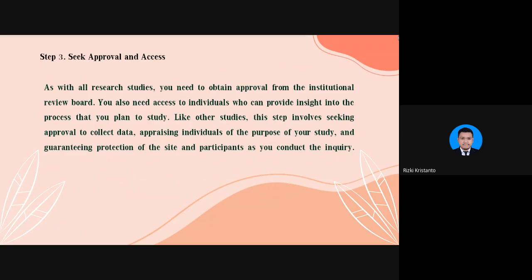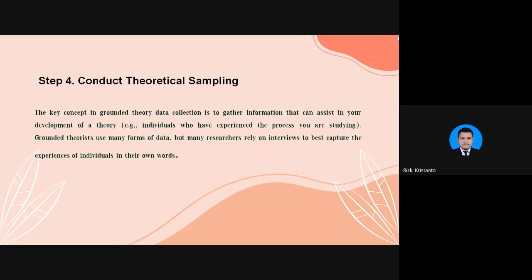Next, decide if a grounded theory design best addresses the research problem, and then identify a process to study and seek approval and access. And in step number 4, we have conduct theoretical sampling.